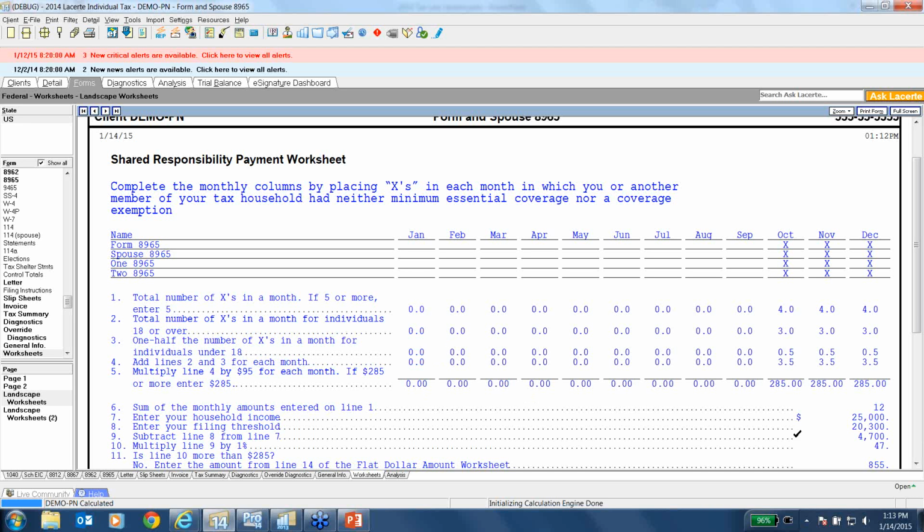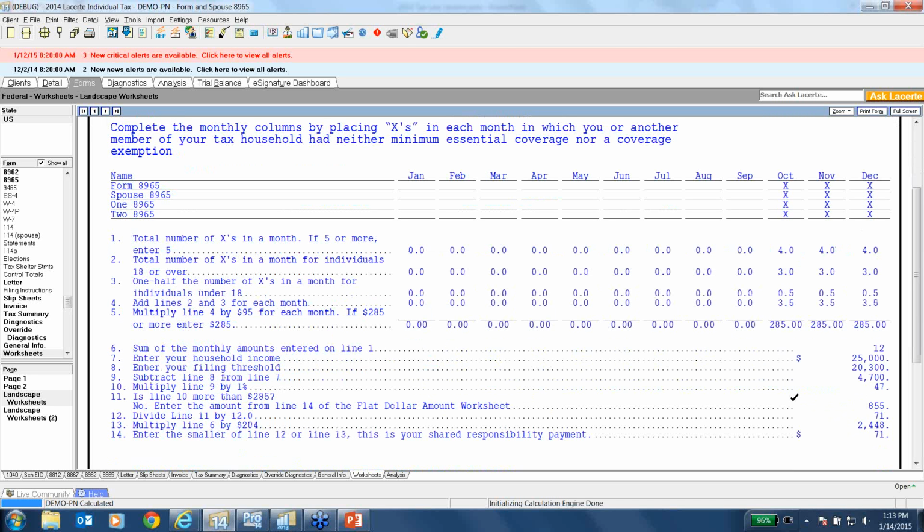But the cap, remember the cap is $285. So we hit that here. The sum of the monthly amounts on line 1 is going to be 12, 444. And then we get household income. In this case, it was $25,000 of wages. Filing threshold, $20,300. Subtract that out, $4,700. Multiply it by 1%, 47. And then they wanted to figure out the greater of 1% of household income minus the threshold or the flat dollar. In this case, the flat dollar comes out to be greater.